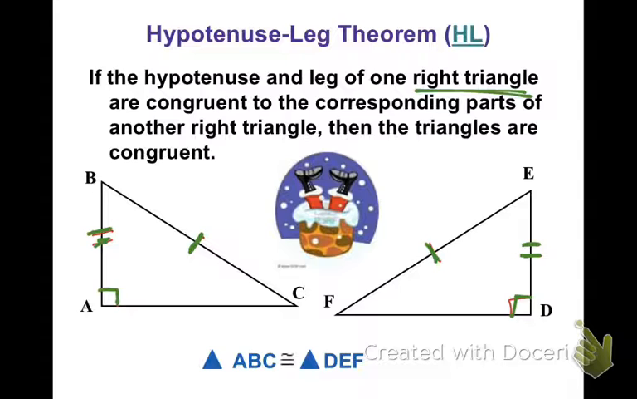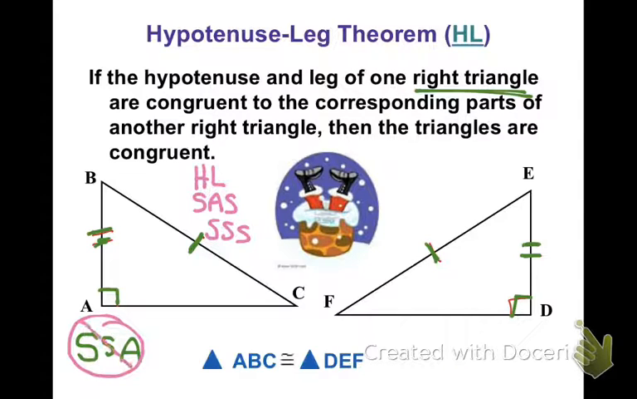This is a little special, and if you remind me when we meet the next time, we'll talk about SSA. But for now, the types of triangle congruencies that we're familiar with are HL, hypotenuse leg. We did side angle side, and then in our last lesson we did side, side, side. And then the SSA, again, we'll talk about that next lesson.